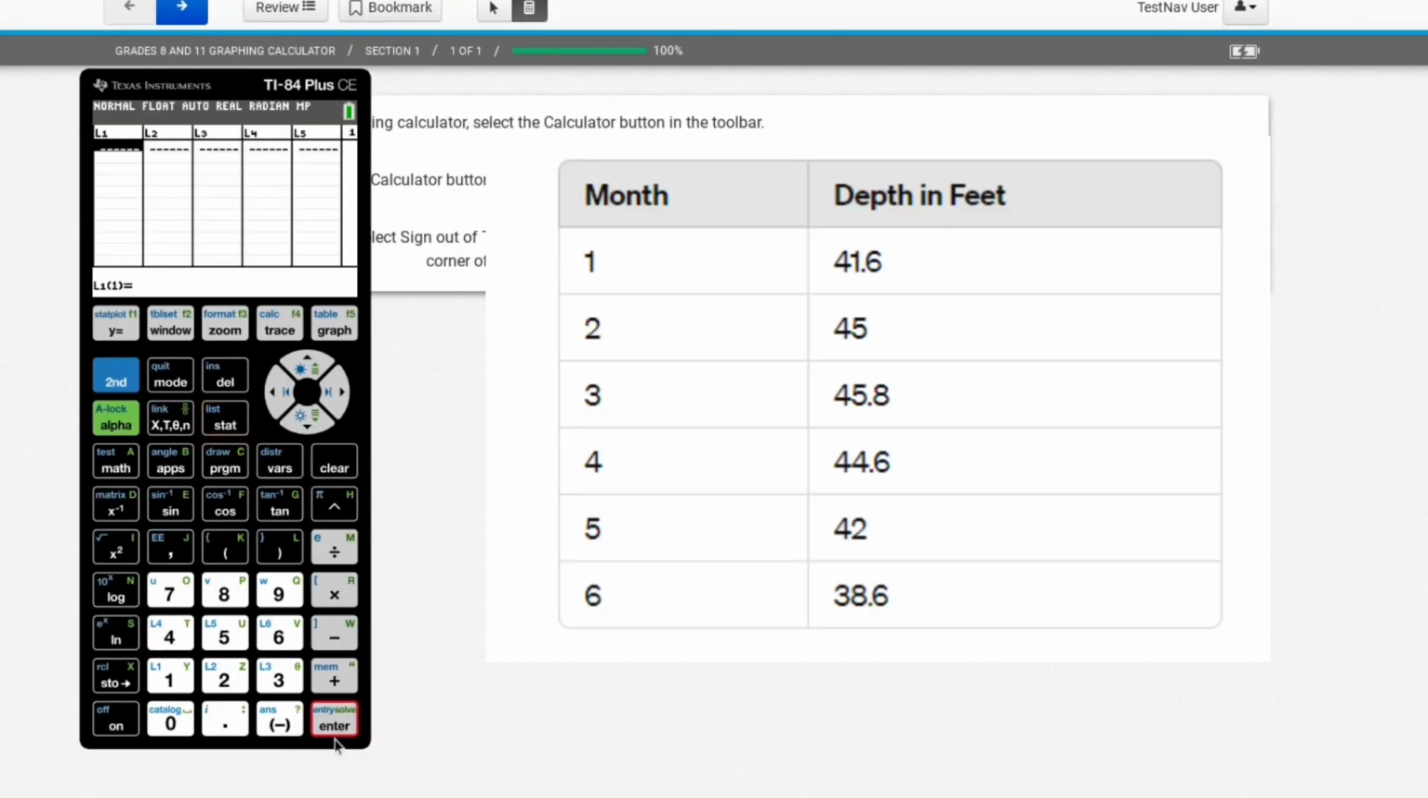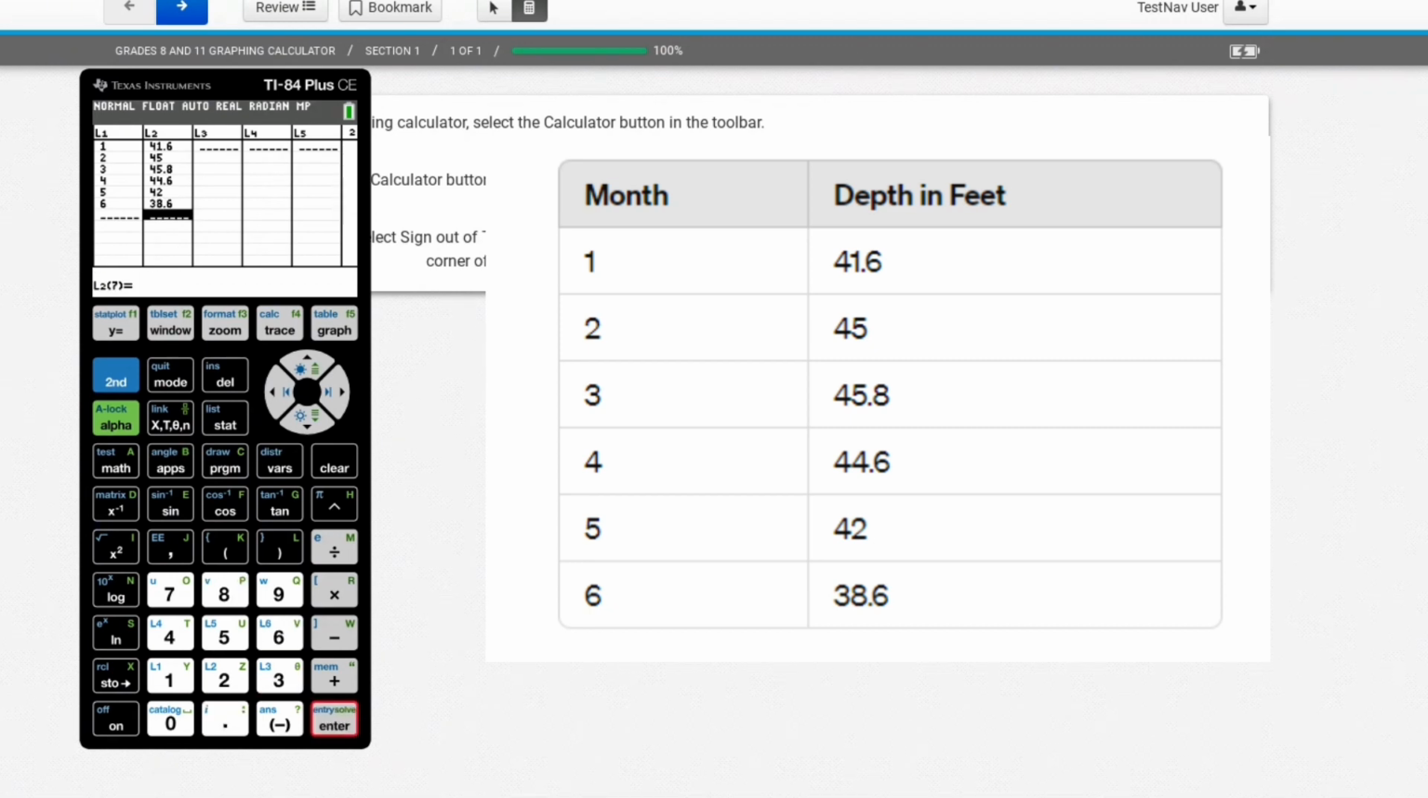We go to stat, we go to edit, and let's plug in some numbers. The left side, pretty easy, just 1 through 6 for January through June. Then you've got 41.6, 45, 45.8, 44.6, 42, Jackie Robinson, rest in peace, and 38.6.